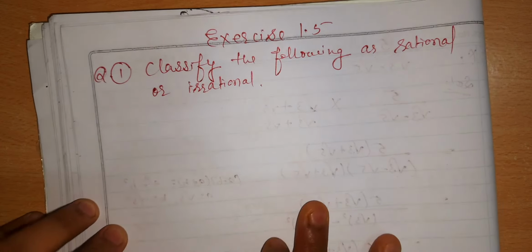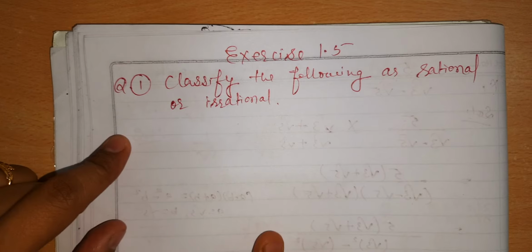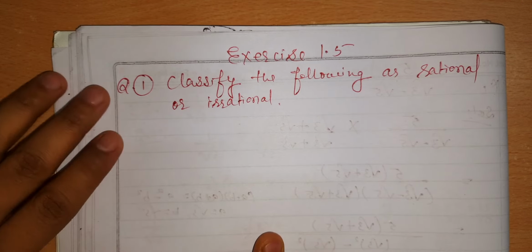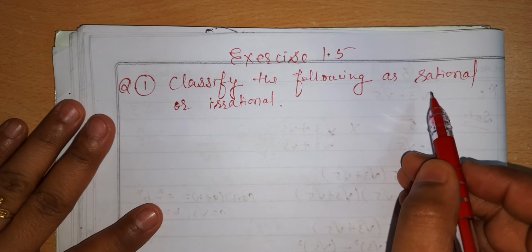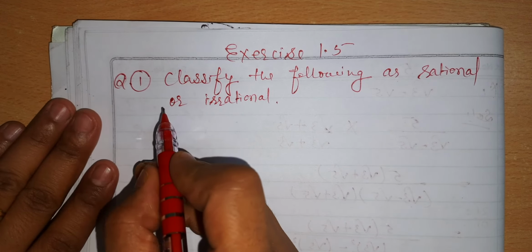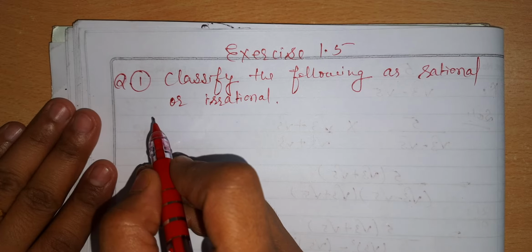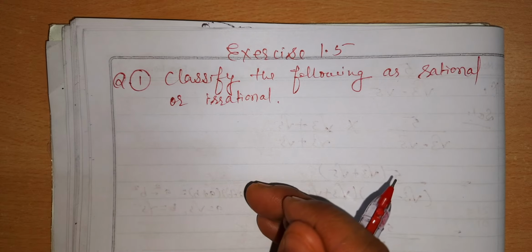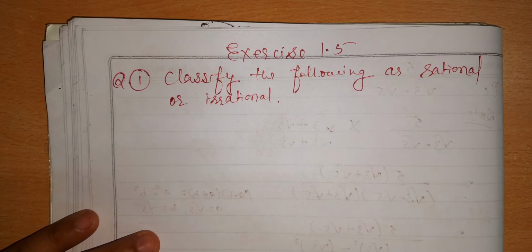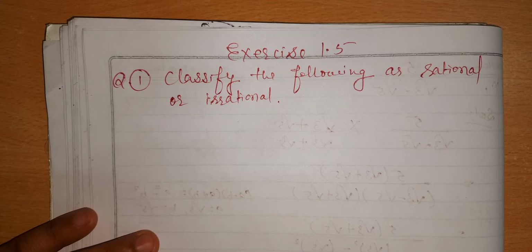Now we will solve exercise 1.5. This is our first question. The question is: classify the following as rational or irrational. We are given 5 numbers and we have to identify whether each number is rational or irrational. You know that we can identify only on the basis of the definition of rational and irrational numbers. A rational number can be expressed in the form p by q, and an irrational number cannot be expressed in the form p by q, where p and q are integers and q is not equal to 0.